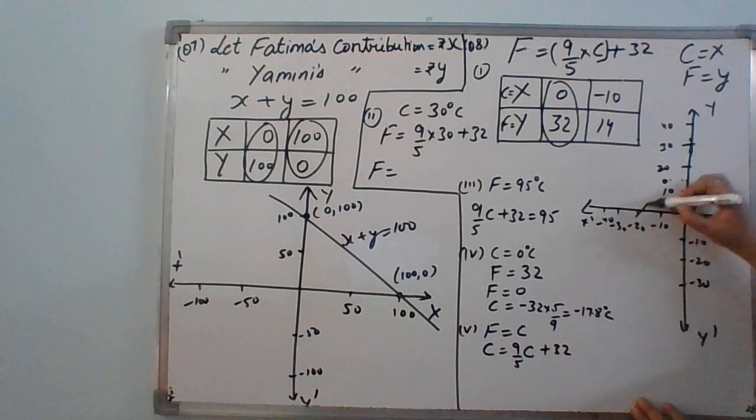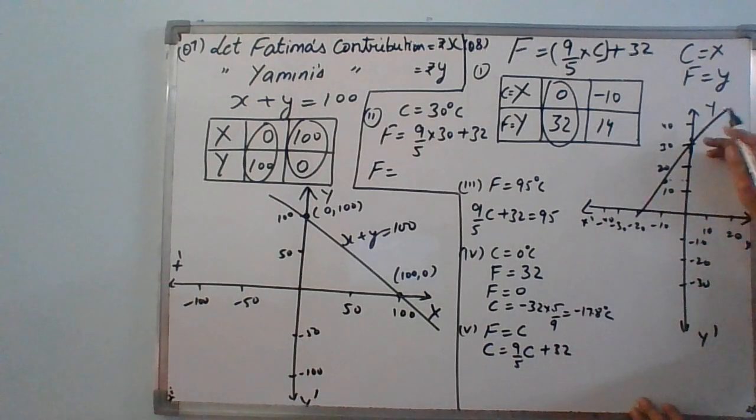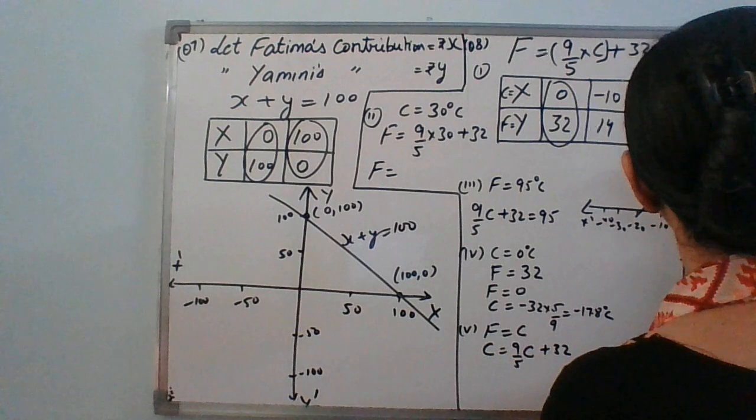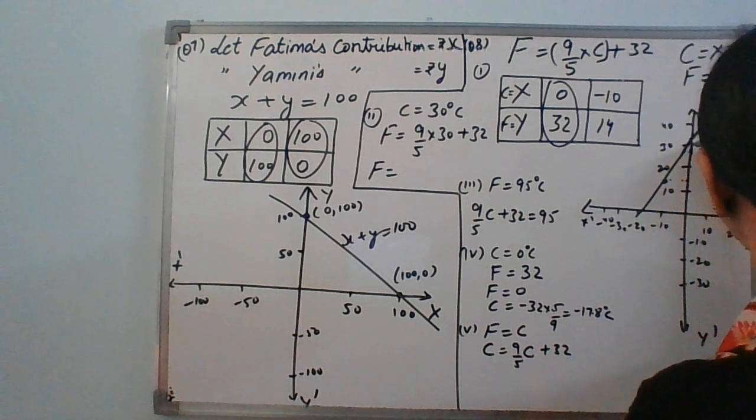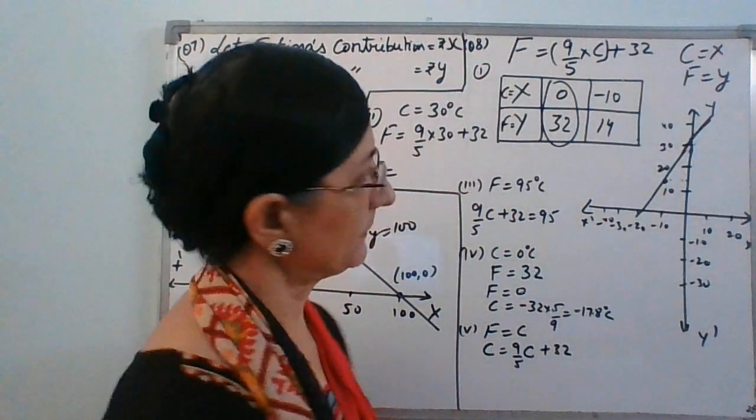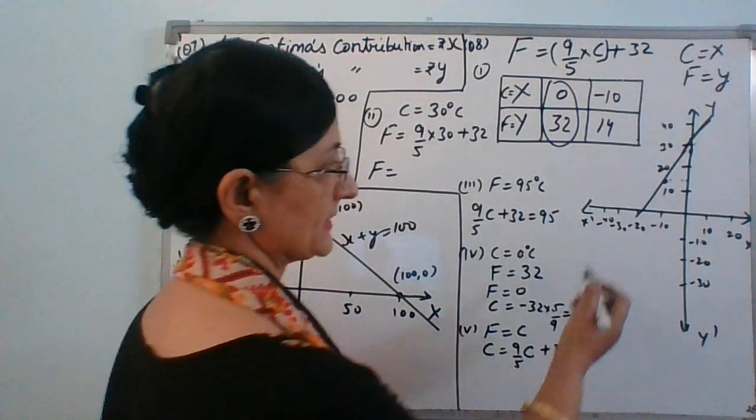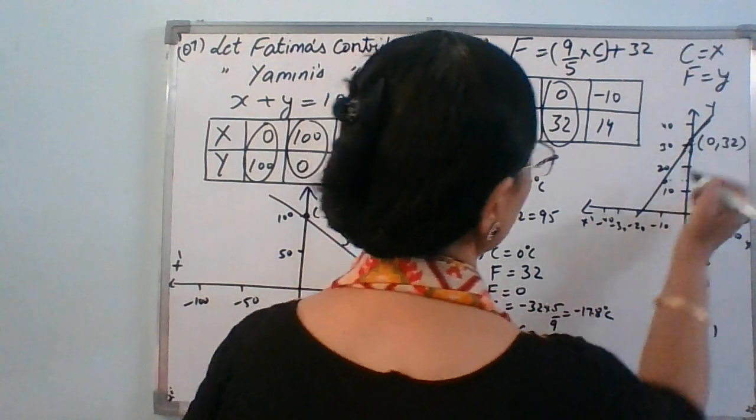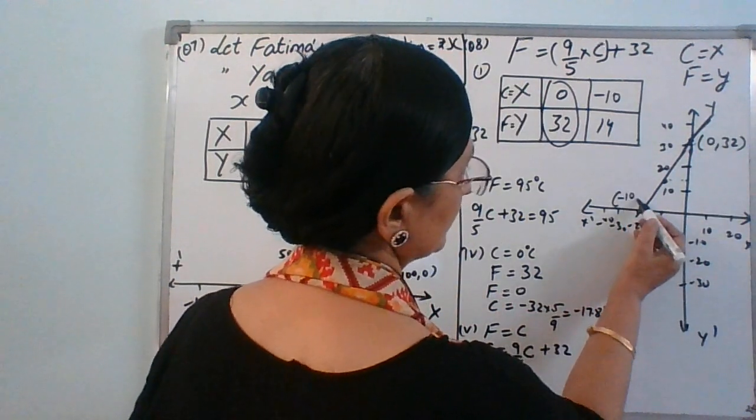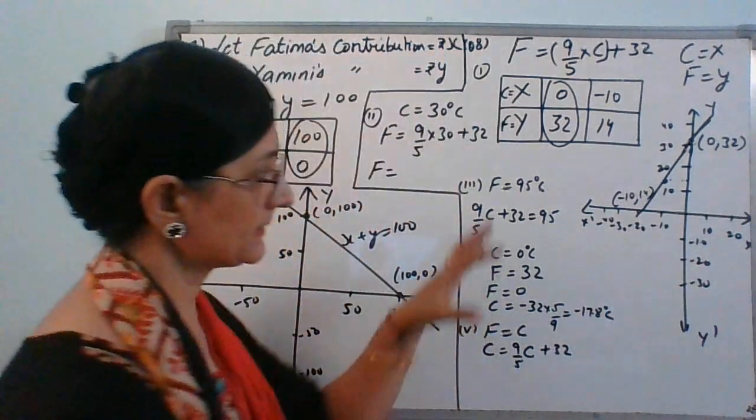So we have to join these points here, right? It has to pass through 32, not 30. So it has to go a little up. Okay. So I'm drawing with my free hand. You have to draw with a scale. So this point here is 0, 32, and this point here is x is minus 10 and y is 14. So this is the graph for this.